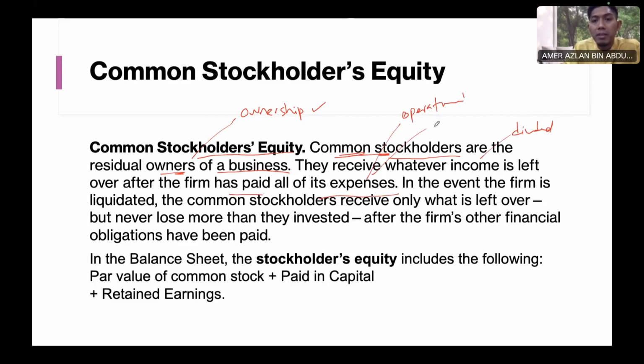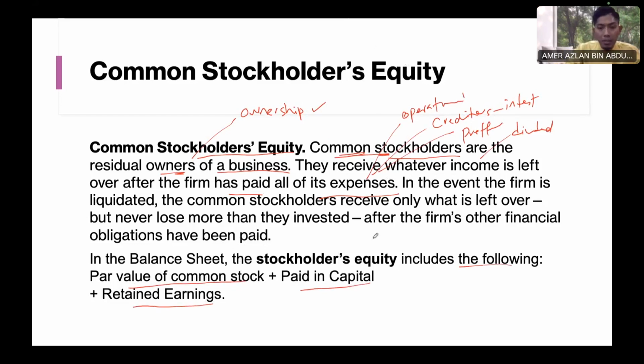After the company has paid the creditors in the form of interest and so on, and after the company has paid the preferred shareholders, then the company will pay you as common holders in the form of dividend. So in the balance sheet, the stockholders' equity items include the following: par value of common stock, plus paid-in capital, and also retained earnings.